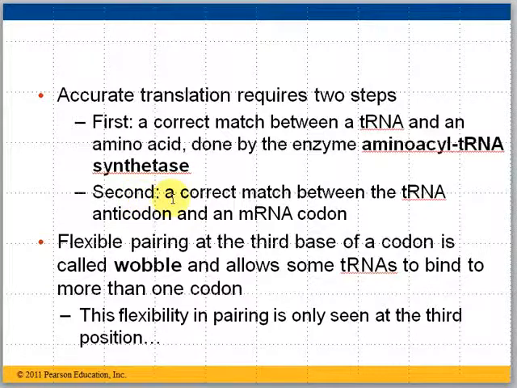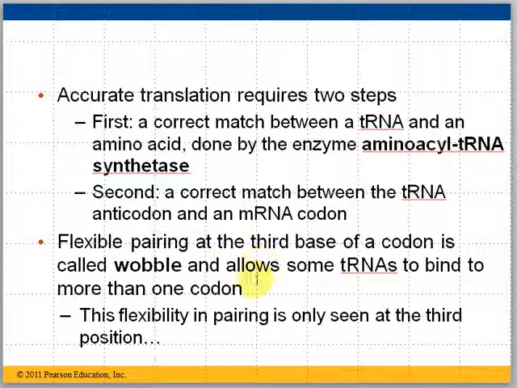And then, of course, secondly, we have to have a correct match between the anticodon portion of the transfer RNA and the messenger RNA codon in that strip of messenger RNA flowing through the ribosome. We do have a little bit of flexibility at one site, and that would be the third base of a codon. So the first two bases will only take the complementary base that you would expect.